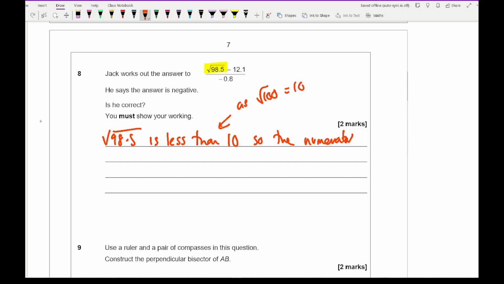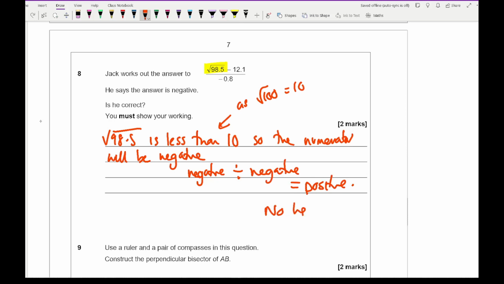So the numerator will be negative, and then once you have a negative number divided by another negative number, that's going to give you a positive answer. So is he correct? No, he is not correct.